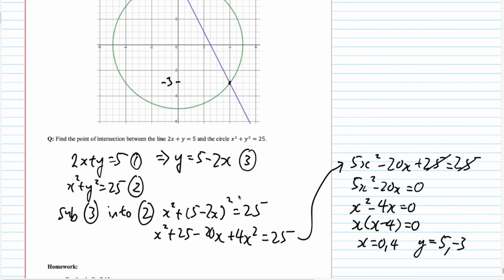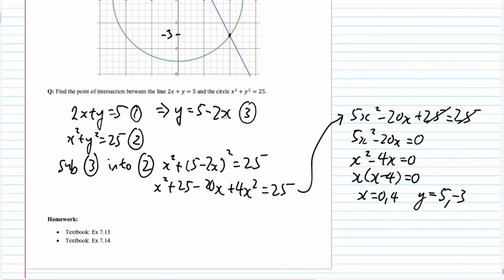So then the points of intersection are what? Points of intersection are x equals 0, y equals 5, and x equals 4, y equals minus 3. Okay, so that's your solution.